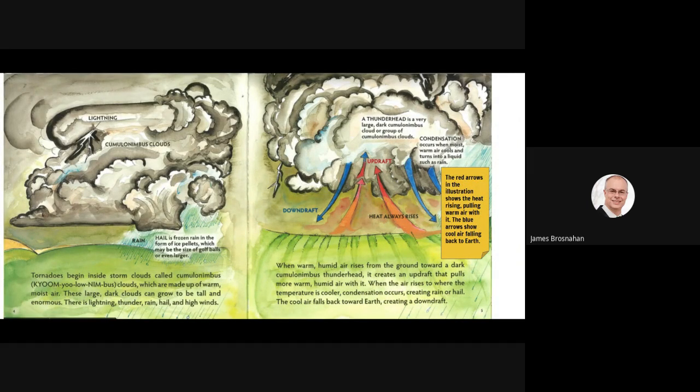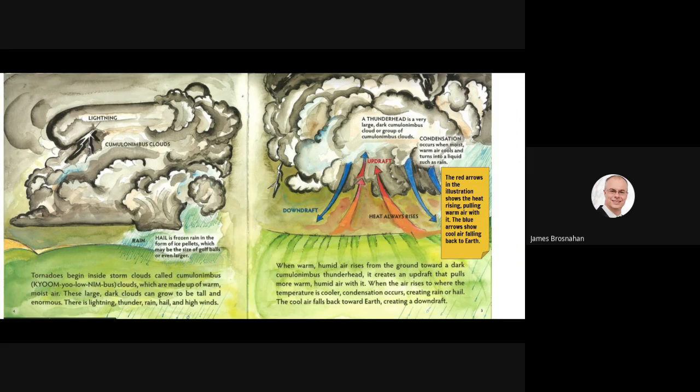Tornadoes begin inside storm clouds called cumulonimbus, which are made up of warm, moist air. These large, dark clouds can grow to be tall and enormous. There is lightning, thunder, rain, hail, and high winds. Hail is frozen rain in the form of ice pellets, which may be the size of golf balls or even larger.